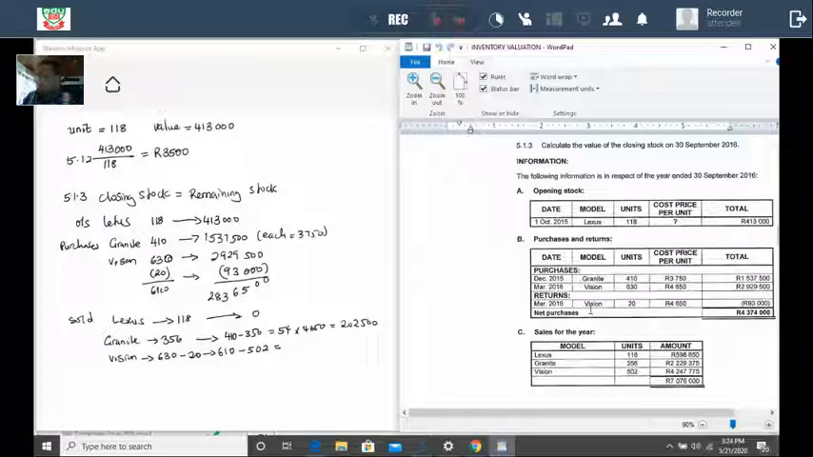So if you take your 610 minus 502, then you're left with 108. Now you multiply by the unit cost of the vision, which was 650.